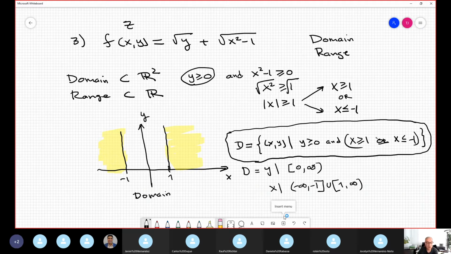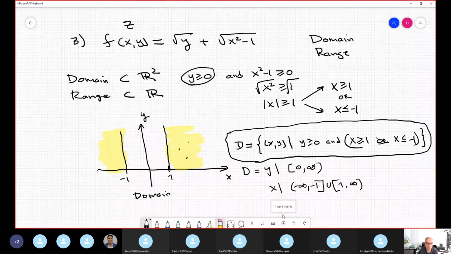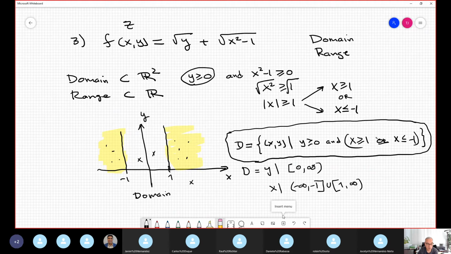Graphic representation, this is the idea. Any point here belongs to the domain. Any point here, no. Any point here, no. Okay, this is the domain. And what about the range?